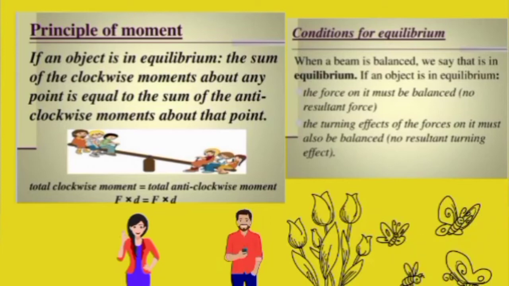When a beam is balanced, we say that it is in equilibrium, and by that, if an object is in equilibrium, the forces on it must be balanced. No resultant force. The turning effects of the forces on it must also be balanced. No resultant turning effects. So these are some of the conditions for an object to be in equilibrium.